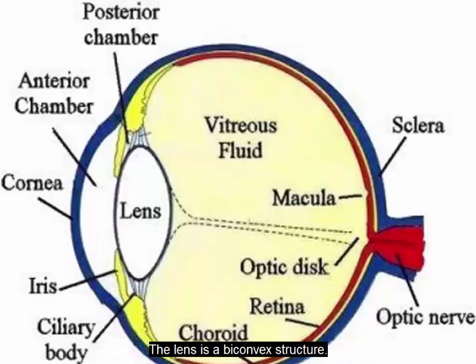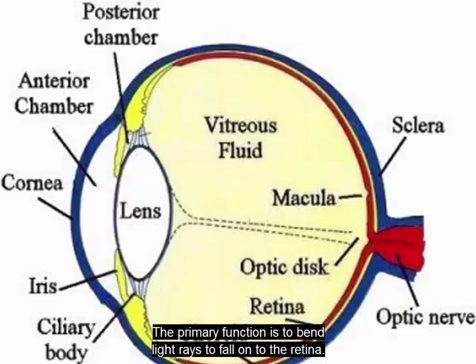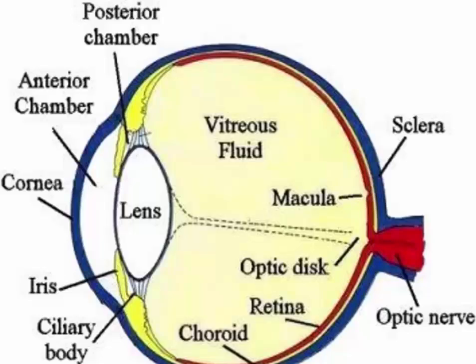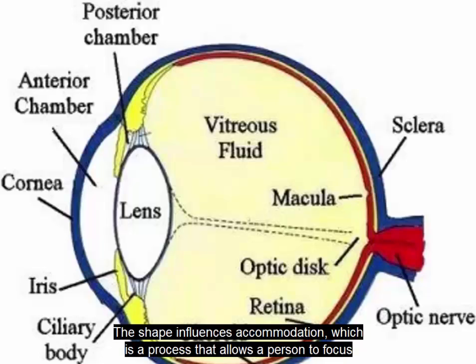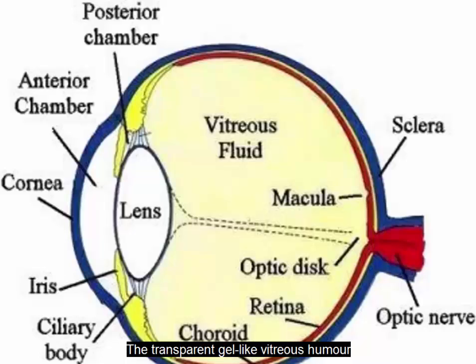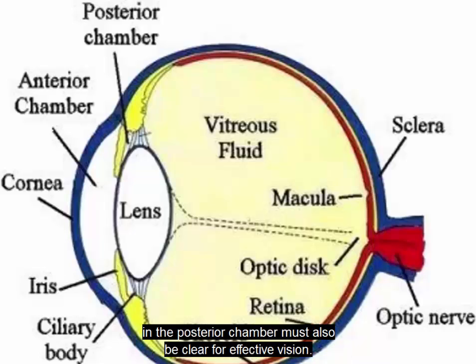The lens is a biconvex structure. It's located behind the iris. The primary function is to bend light rays to fall onto the retina. The shape influences accommodation, which is a process that allows a person to focus on near objects like when they're reading. The transparent gel-like vitreous humor in the posterior chamber must also be clear for effective vision.